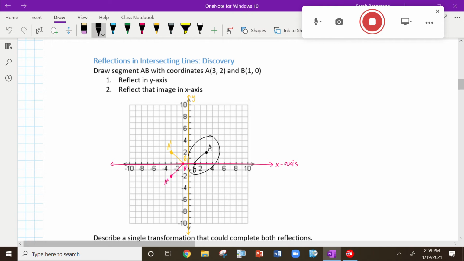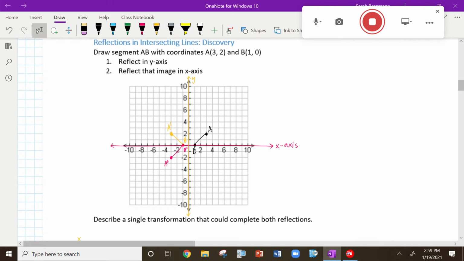We start here in quadrant 1. When we reflect over the y-axis, we land in quadrant 2. When we reflect over the x-axis, we land in quadrant 3. I want you to think about this. See if you can come up with a single transformation that could take you from the first segment to the final image. How could we get from that first segment to the final image in only one transformation?